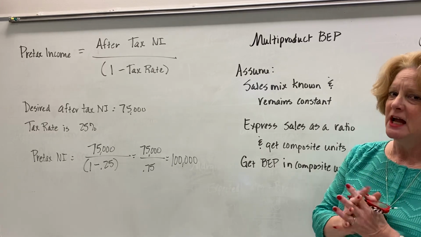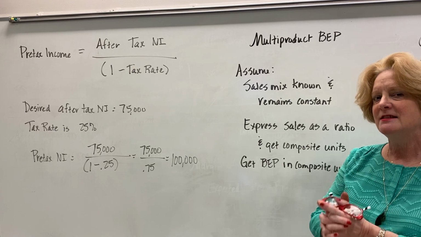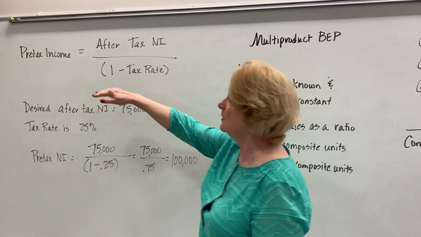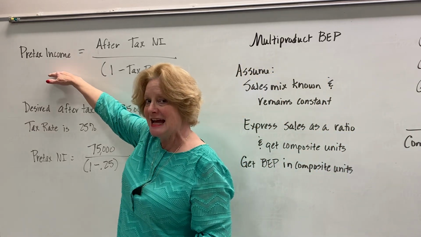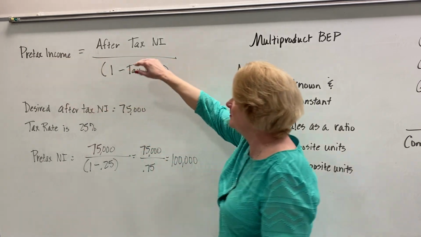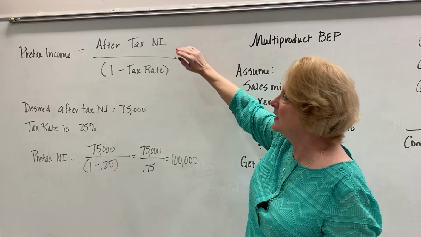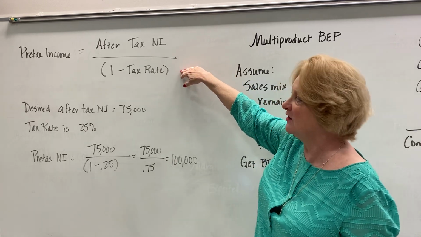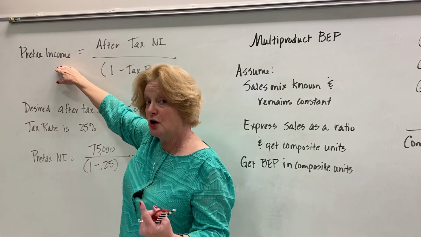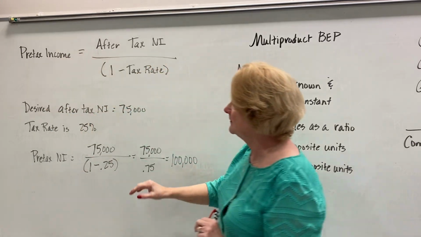We just put a targeted net income into our formulas. This is assuming a pre-tax situation. So those numbers that work in the formulas are pre-tax net income. If you know what you want your very bottom line to be after taxes, so your after-tax net income, you can divide by 1 minus the tax rate to get the dollars that you need to plug into the formula to determine how many units to sell or how many sales dollars you must have.